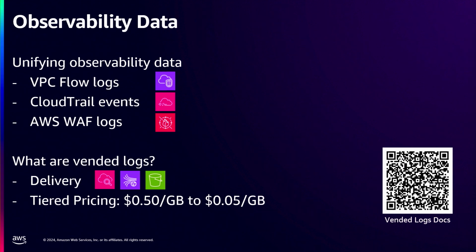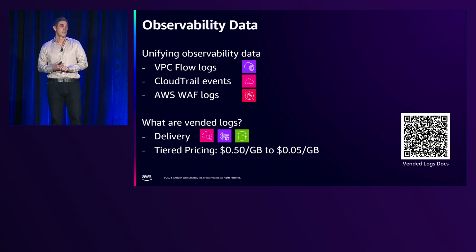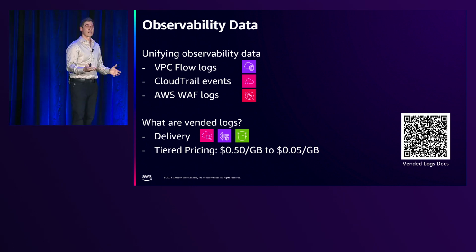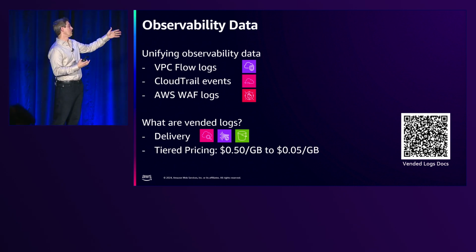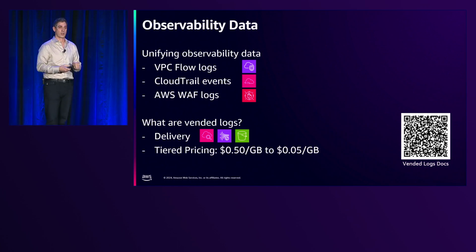Vended logs are logs that are emitted from AWS services to different delivery destinations like CloudWatch, Kinesis Data Firehose, or S3. And the one thing that you want to do is think about how you want to analyze those logs. If you can centralize that, you can take advantage of tiered pricing for some of these vended logs, which means your cost can go from 50 cents to 5 cents as you reach these higher tiers. That's a 10x reduction right there.